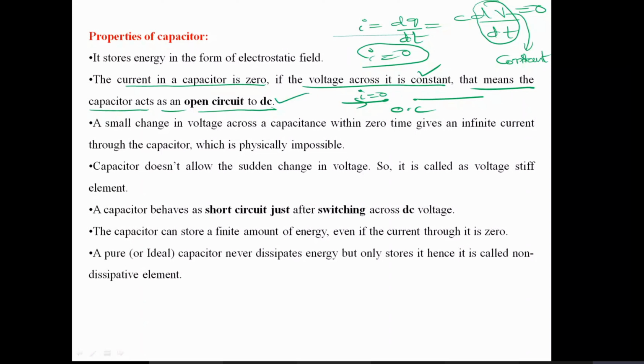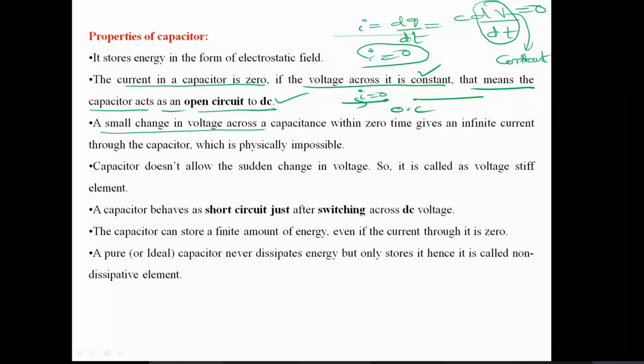So from this discussion, what we can infer here is that the current in a capacitor is 0, and hence your capacitor acts as an open circuit when a DC voltage is applied. It acts as an open circuit when DC voltage is applied, right? That's it. That is one.